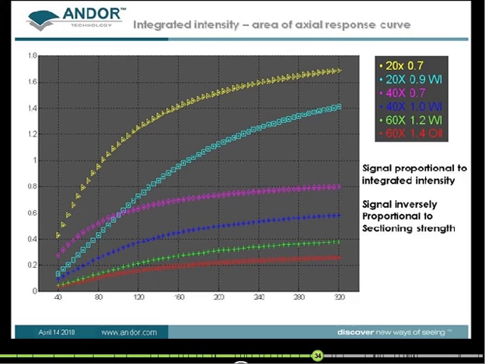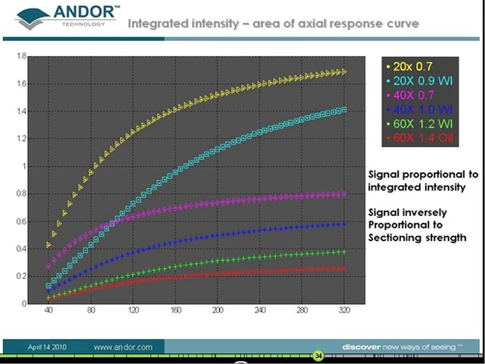Well, this next graph shows us that if we integrate the intensity under those curves, then for different pitches, these are the kinds of shapes we get. And so for high magnification, high NA lenses, we get a much lower signal in comparison to lower power objectives. So I suppose what I'm saying here is the graph on the left-hand axis represents signal, but it's inversely proportional to confocal sectioning.